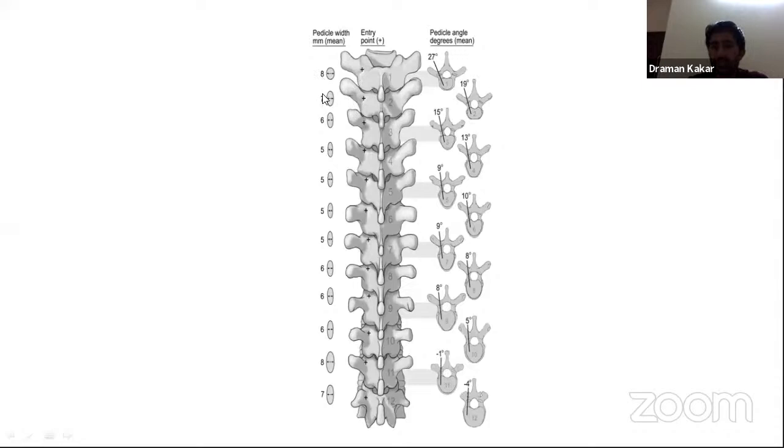It gradually decreases up to the level of T4. And then from T4 up to T6, it is almost the lowest, 5 mm in width. And then from T7 down to the T12, the width increases gradually, and it is almost 7 mm at the level of T12. So the diameter is more at the level of T1 and at the level of T11 and T12. The angulation also decreases from T1 down to the T12. It is highest at the level of T1, ranging up to 27 degrees, and it is zero or minus at the level of T11 and T12.